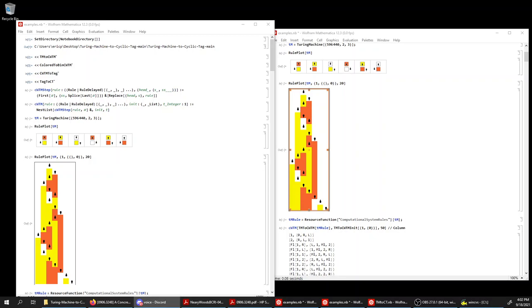Let me see. So I was also thinking about talking about how you get from combinators to a Turing machine, but I don't know if you guys are interested in that. Maybe I'll do that another time. So yeah, that's turning a Turing machine into a cyclic tag system.